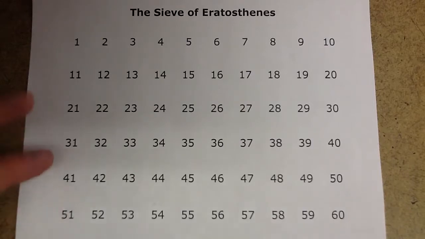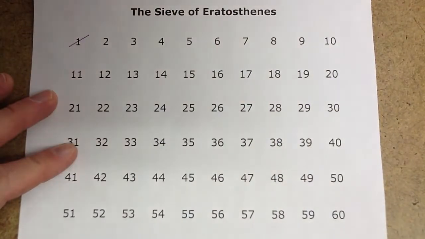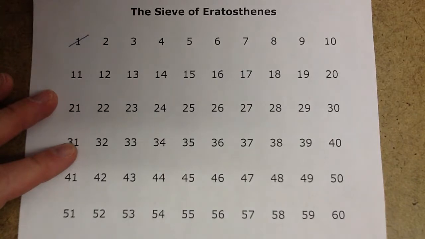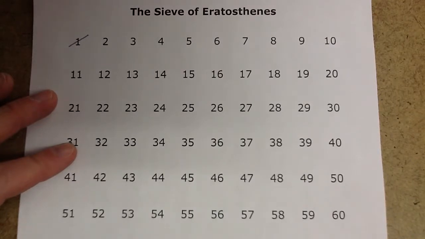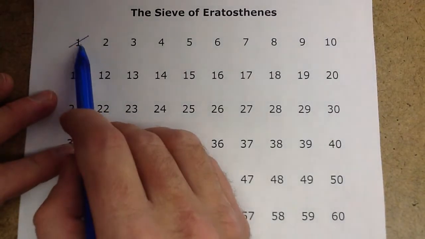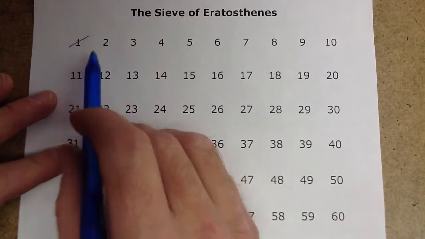Now the way this starts is we cross out number 1. 1 is not prime nor composite. To be prime, your factors have to be only 1 and itself. Well, 1 only has one factor, so that rules it out.